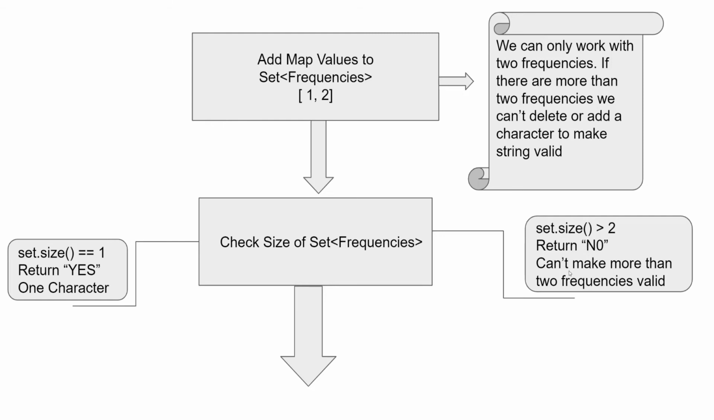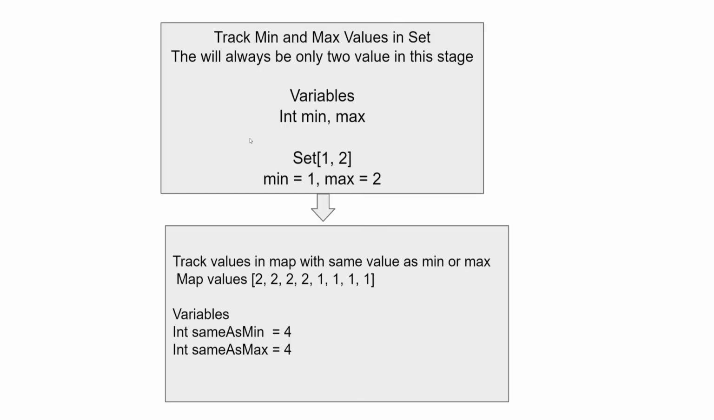So I say that we can make more than 2 frequencies valid. In this case, we only have 2 frequencies, so we drop down and we go here. Now we need to track the min and the max values in our set. And like I said, there will always be 2 values in this stage. We have our variables, the min and the max. Our set is going to have the values 1 and 2. Our min is obviously going to be 1 and our max is going to be 2, right?